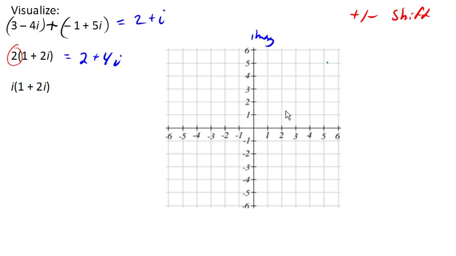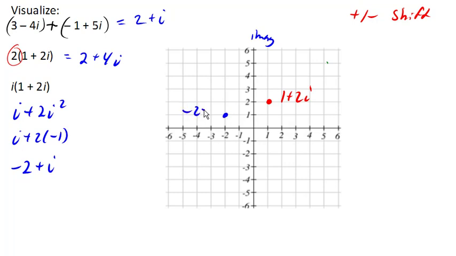So again, 1 plus 2i is here, but what happens when we multiply by i? Well, let's see here. We'd end up with i plus 2i squared. Remember, i squared is negative 1. So I end up with negative 2 plus i. And it's a little harder to see what's going on here, but notice we're the same distance from 0. What's really happened here is that we have rotated counterclockwise by 90 degrees. So multiplying by i ends up rotating our point around the origin.